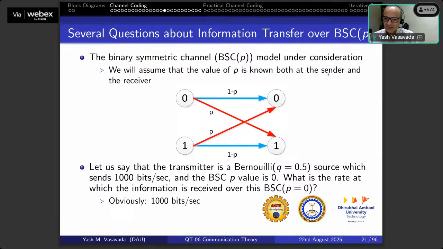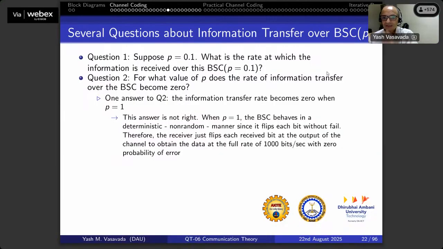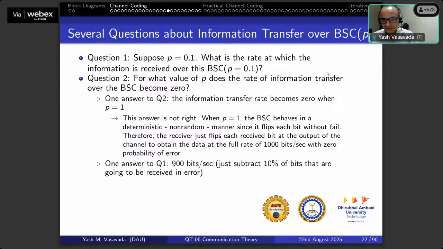So there is something wrong with this approach, which says that the value of P at which the rate of information transfer becomes 0 is equal to 1. That answer is not right, because when P is equal to 1, the BSC actually becomes deterministic. And therefore, the receiver will actually get the full 1000 bits per second.